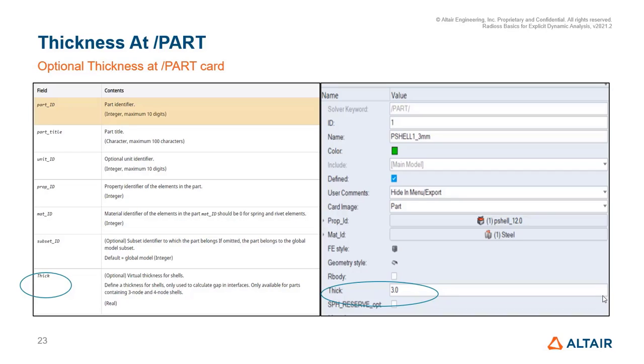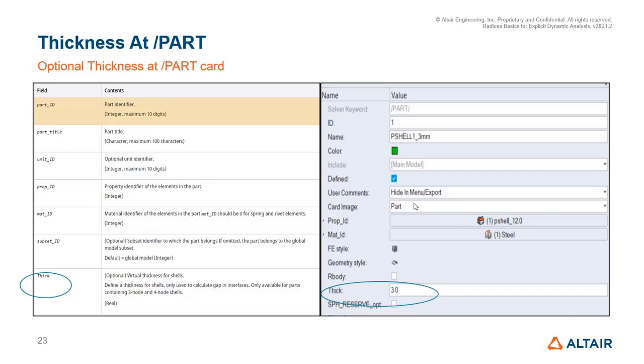Let's check what is thickness at the part. So there are the cases when you have thickness more than the element length. So in that case, it is going to show you the initial penetration, especially you have thickness, let's say 10 millimeter, and your element length is 3 millimeter. So it is going to show you the initial penetration. So in that case, you can always use this thickness at the part option.